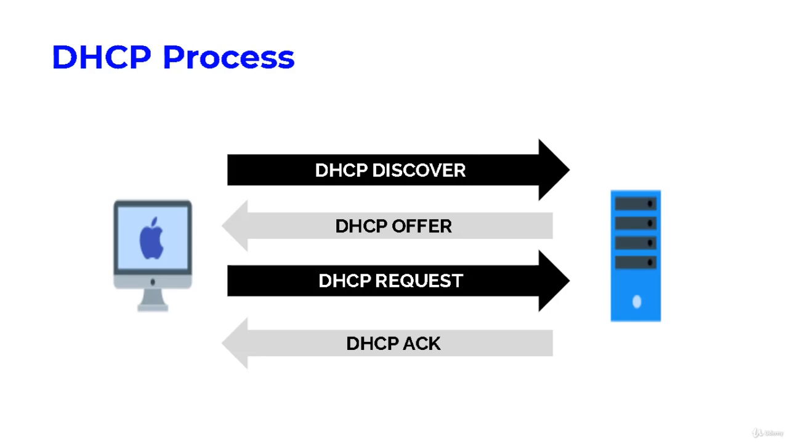First, I will tell you the explanation of the picture that you can see on the screen. The client sends a DHCP discover request to the server. Server replies back with DHCP offer. Then client sends DHCP request, and finally server replies back with DHCP acknowledgement. This is how it works, but I am sure that you won't be able to get a clear idea of the DHCP process. So here's an example.